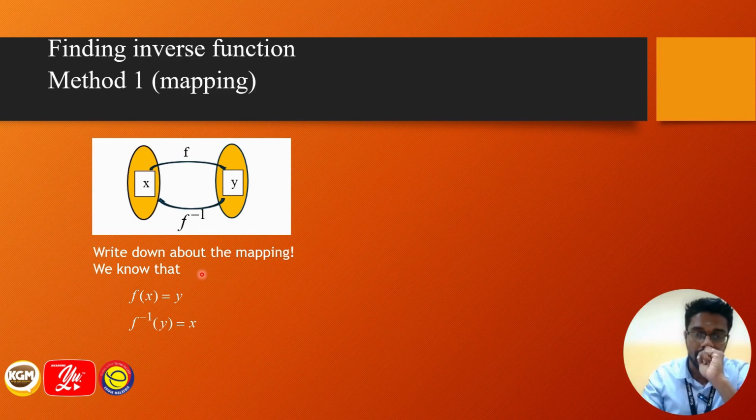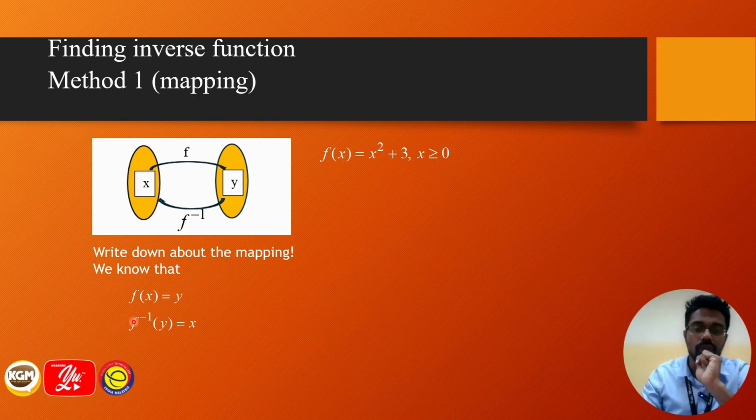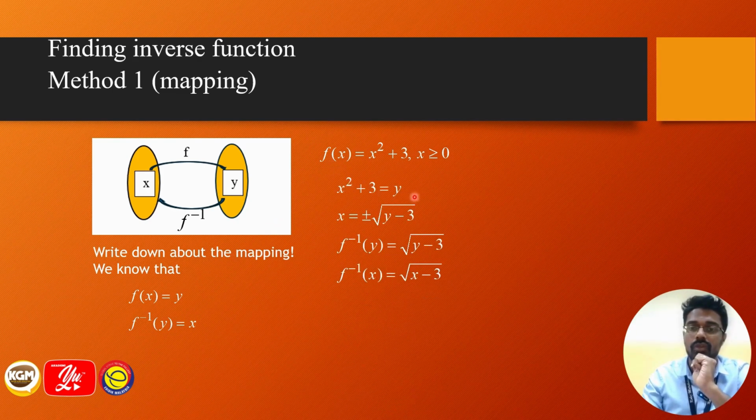Once you've got that, I can go and find the inverse function using these two pieces of information. So how do we do that? Here, the domain is already defined, meaning I only take the part of x greater than or equal to 0. The first piece of information: when I see f(x), I'm going to replace it with y. Once I do that, I'm going to get an expression for x.